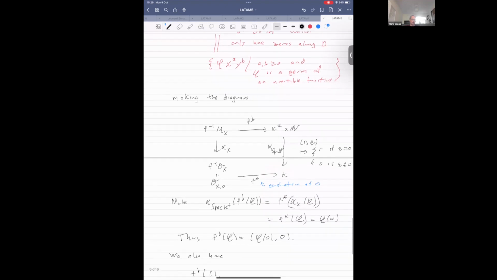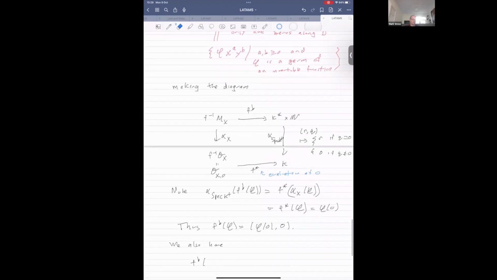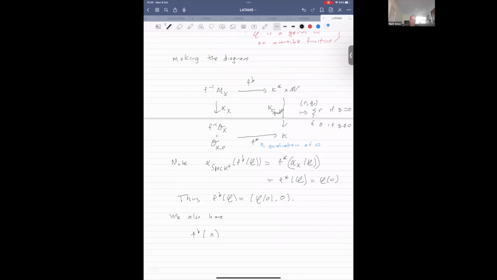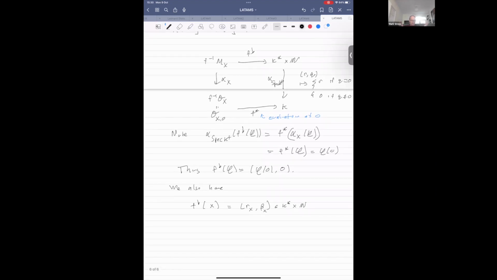So again, use trigonometry. This is f flat of x. Well, this is going to be something. Let me write it as Rx, beta x. What do I choose here? Beta x. Okay, so this is an element of K star cross N. That's just whatever it is.